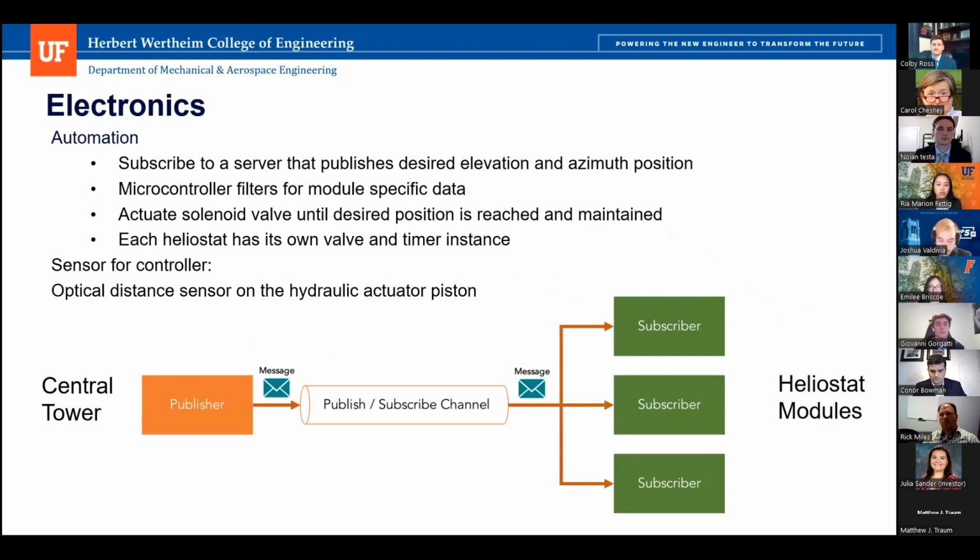For our automation, how it's going to work is that we're going to have a central tower that's publishing to a server. What it's publishing is actually desired elevation and azimuth position or angles. And each microcontroller, which is specific for the module, will filter for its module specific data. We'll actuate the solenoid valve until we reach the desired position, and we'll maintain this position. And each heliostat, so individual mirror, can actually move on its own because each of the valves will have its own instance timer. So for the sensors that we're going to be using for our controller, we're using optical distance sensors, which utilize lasers.